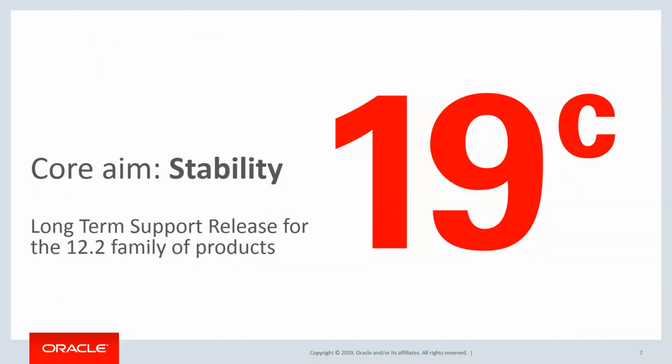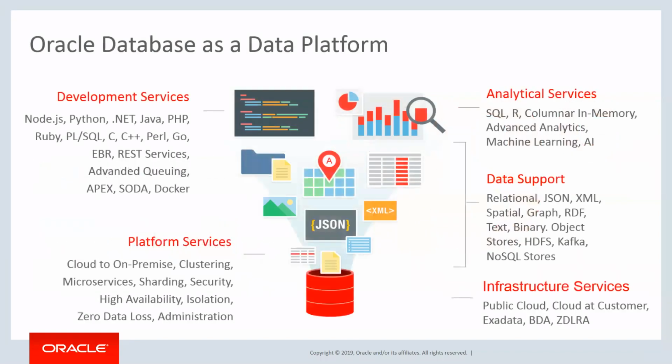The core aim for 19c is stability. That's one of the reasons why there is no big release fest, no big party going on, no big roadshow like we normally do, because we simply want to make sure that Oracle 19, just like 11.2.0.4, for example, is the most stable version we have in the 12.2 family of products. That gives us a good reason to look at all the new features that were introduced in Oracle 12.2 and see what the status is at this moment.